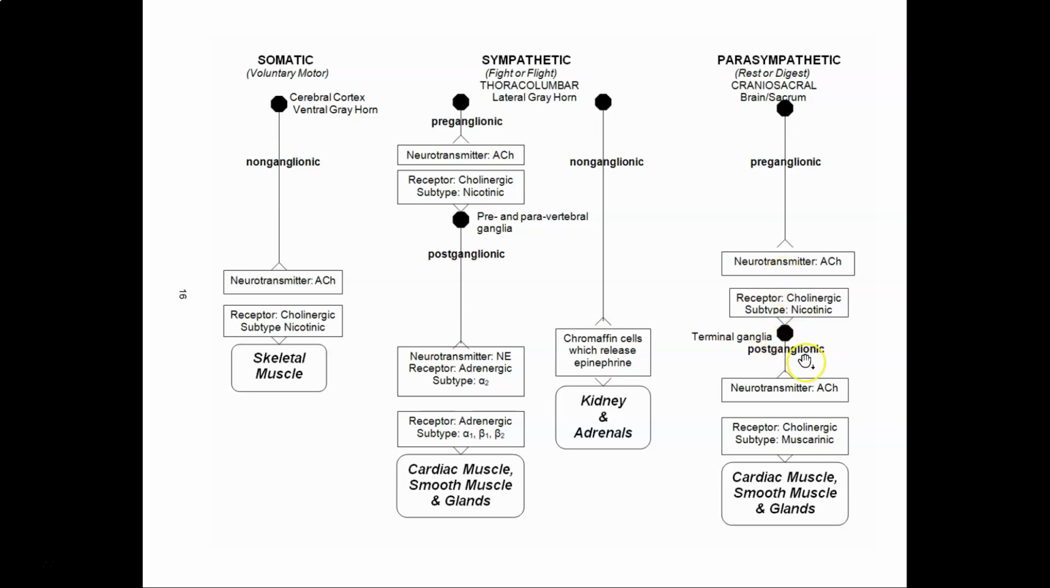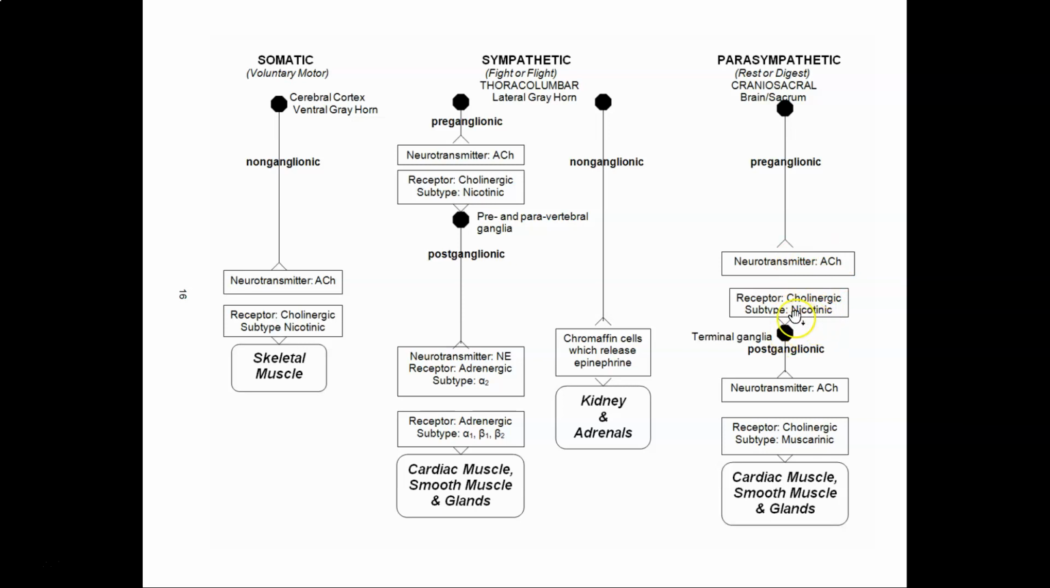So you still have that connection, but this doesn't occur until you get to the organ. So that's why you have a long preganglionic. And then since we're already at the organ, the postganglionic fiber is really short. So that's opposite. So it's called terminal ganglia in general. And we release acetylcholine to nicotinic receptors.